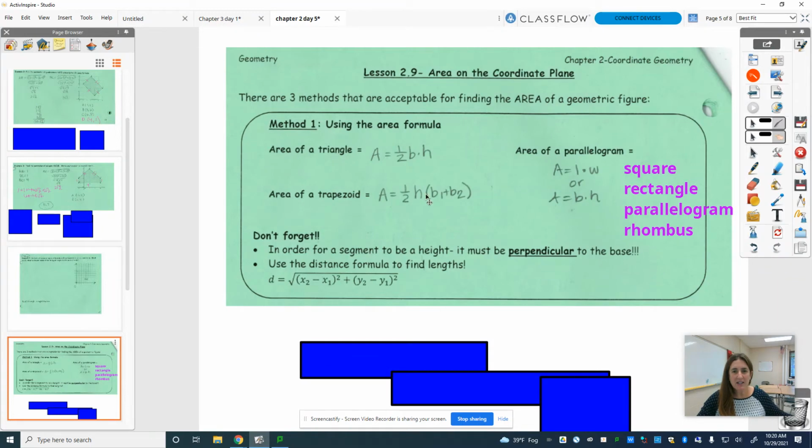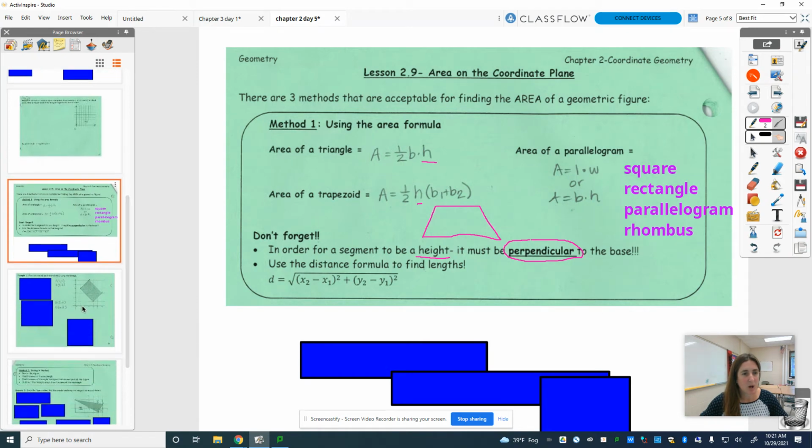1/2 height, base 1 plus base 2. If you can't remember what a trapezoid looks like, oh, yeah, there it is. Look at that nice straight line. Trapezoid, there are 2 bases and 2 sides, which are often called the legs, and this base, not the same length as this base. Okay. Now, in order for a segment to be a height, it has to be perpendicular to its base. So in these formulas with heights, if it's not perpendicular, you can't think it's a height. Okay, so you got to double check that. And we can always use the distance formula to find lengths if we need to.